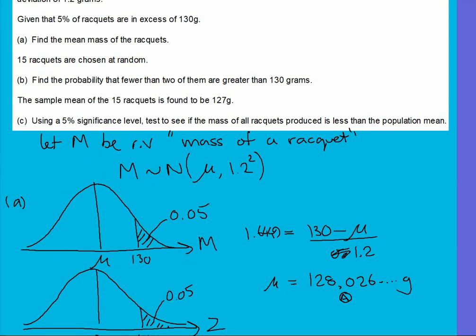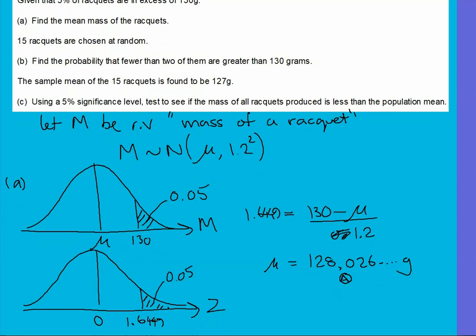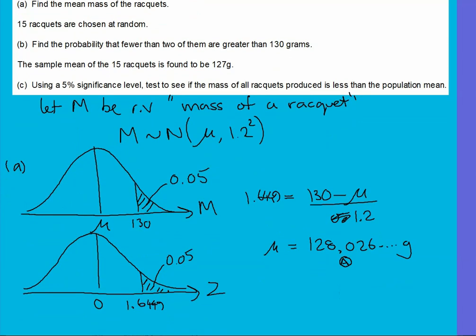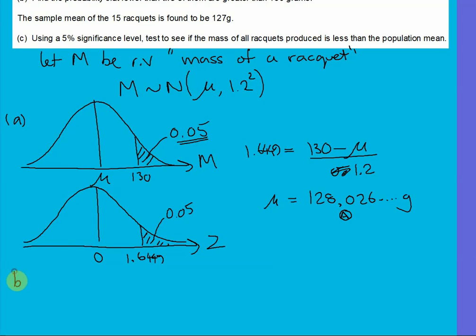Okay, so in part B, it's saying 15 rackets are chosen. So now instantly I've got a discrete value. I'm thinking, well, this must be a binomial problem now. Find the probability that fewer than 2 of them are greater than 130. So the important thing to start off here is, do we have the probability for greater than 130? Yes, we do. It's there, 0.05. So B is all about a binomial.